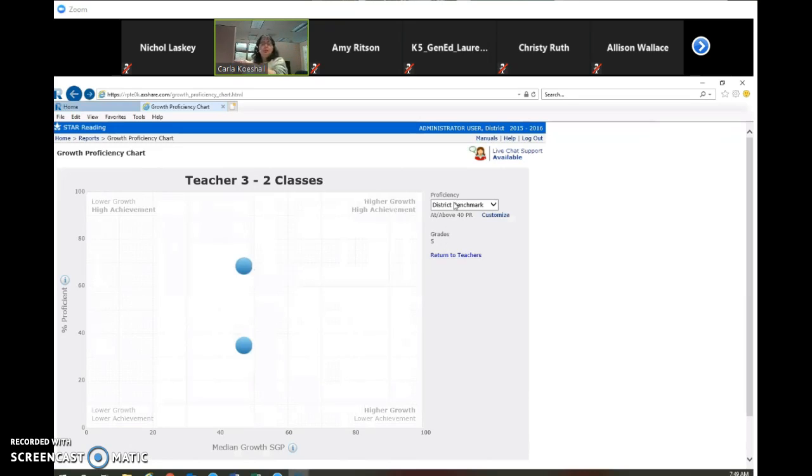Now go ahead and look up here in the upper right-hand corner, and it does show proficiency, and it gives you the option of district benchmark and state benchmark. District, look at mine here really quick. It says at or above the 40th percentile. Could somebody tell me what it says for your school? What is the PR? It says 85 PR.